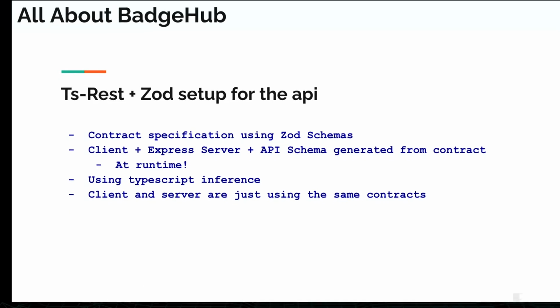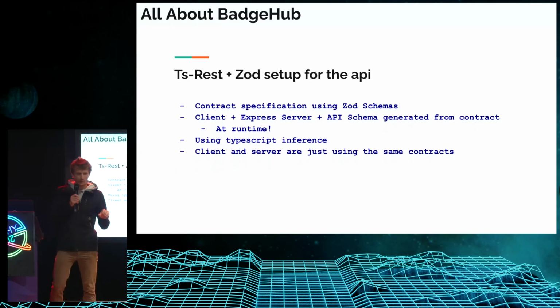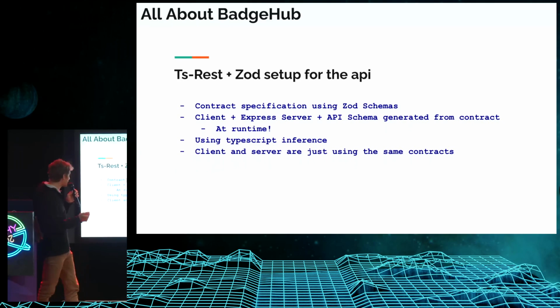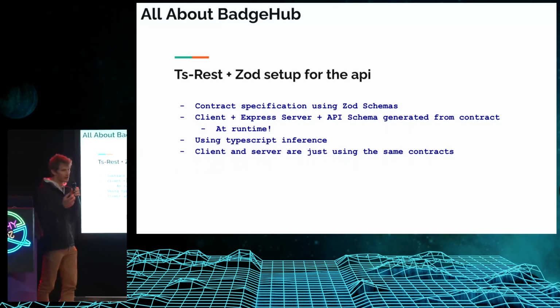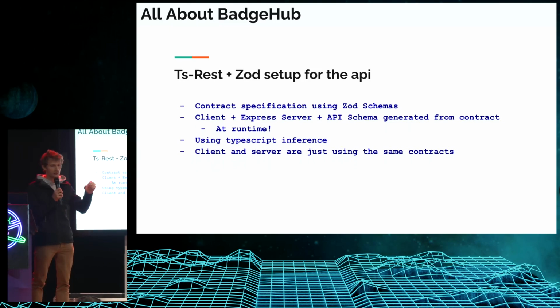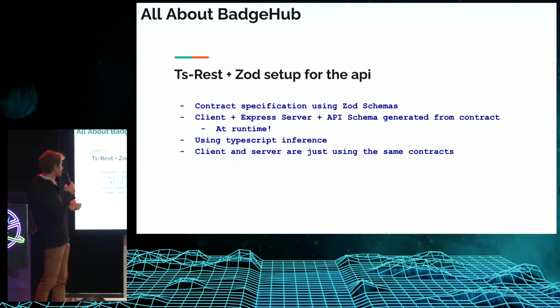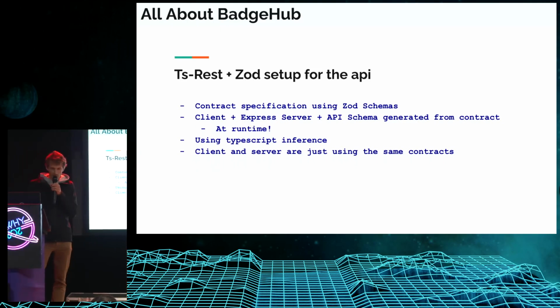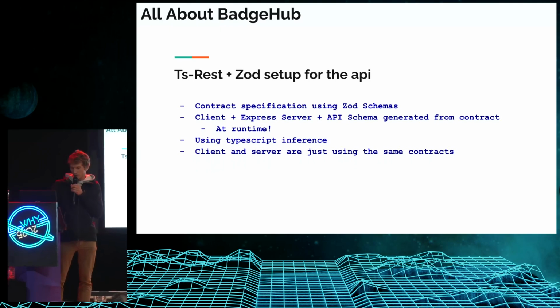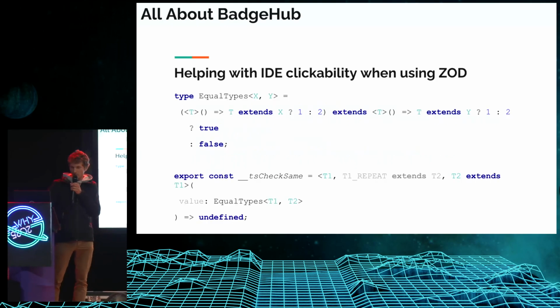So we changed it to TS REST, because then you can just define your contracts with Zod schemas, and then your client, as well as your Express server, as well as your TSOA API schema can just be generated from the contract, but it's all at runtime. So you don't need any extra compilation steps. And in our code, our clients and servers are just using exactly the same TypeScript files. They're just sharing those contracts. So that's a little bit of technical fun thing there.